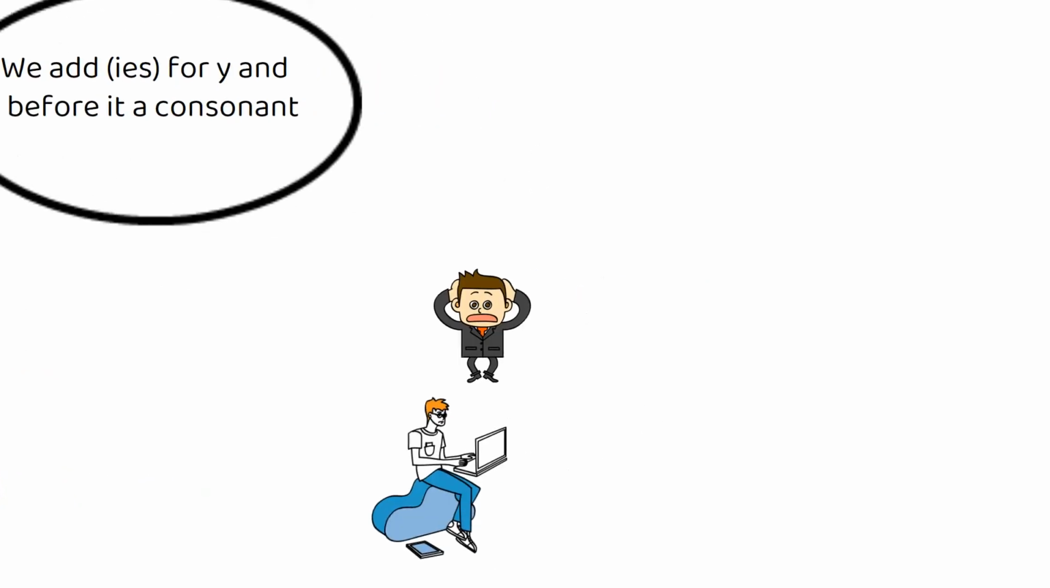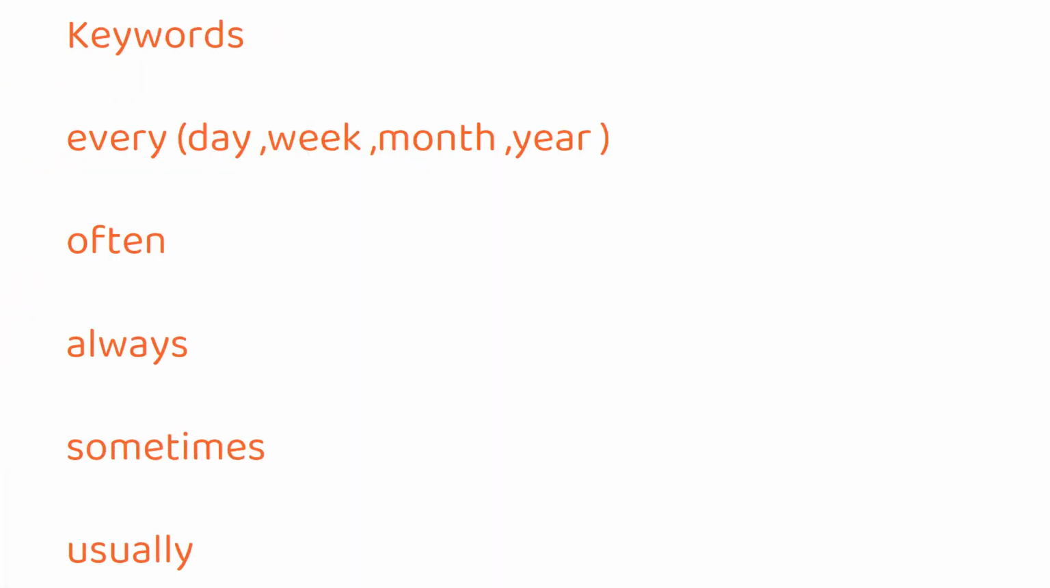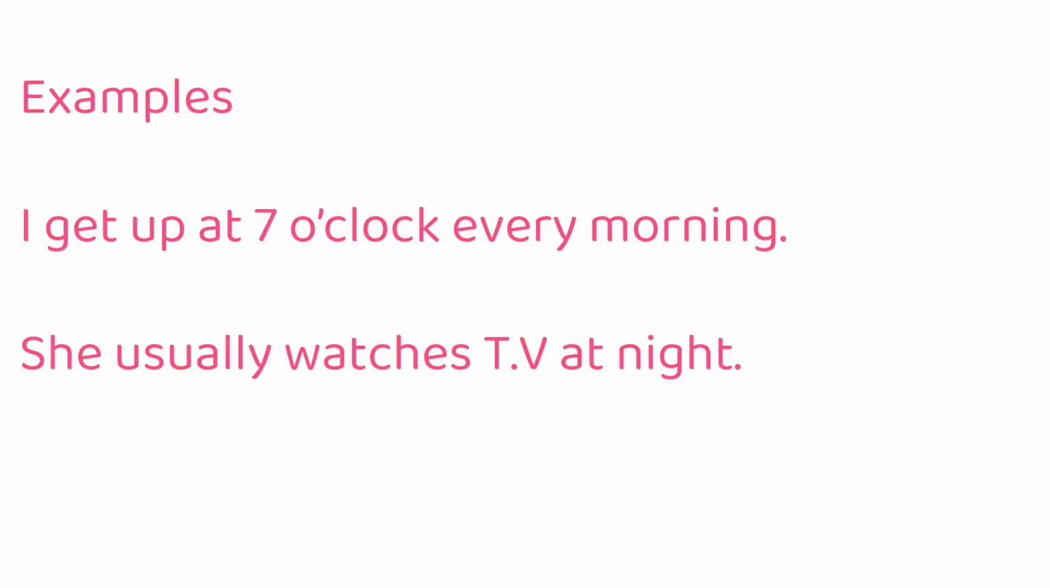Keywords: every day, every week, every month, every year. Often, always, sometimes, usually. Examples: I get up at 7 o'clock every morning. She usually watches TV at night.